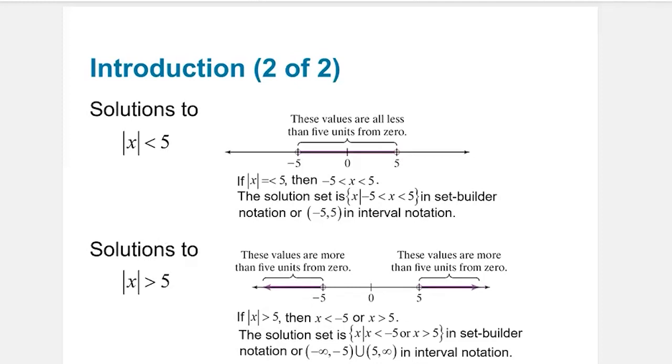Now we're going to look at solutions to the absolute value of x is less than 5. So exactly what it says here is true. If it's less than 5, that means it's between -5 and 5. I'll show you an example of this so you know how to think about it. Mathematically, it's just saying that if the absolute value, or the distance from 0, is less than 5, then in set builder notation, it looks like that, and in interval notation, it looks like that.